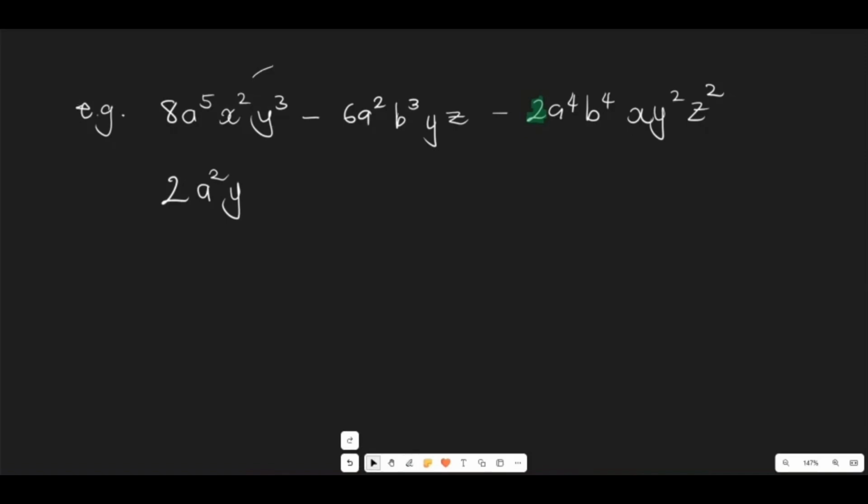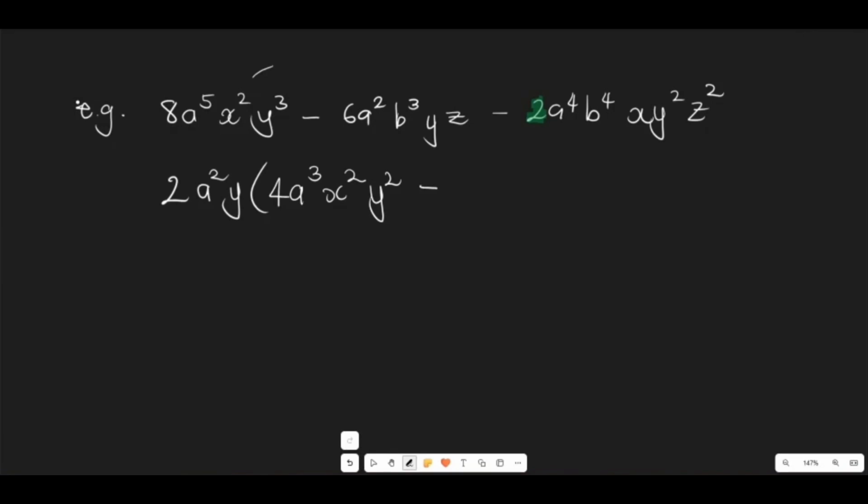And then what about our Z? With Z, we also can't do anything. And that's it. That's basically the common factor that we can take out. So we'll basically have 4 a to the power of 3 x squared y to the power of 2 remaining in the first term. I hope you guys agree with me on this, right?